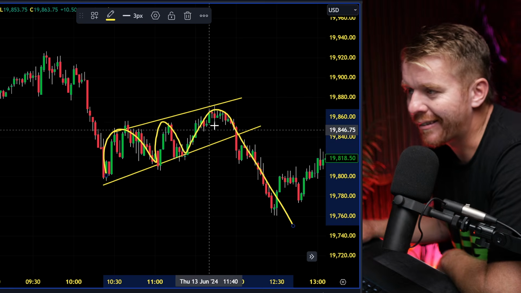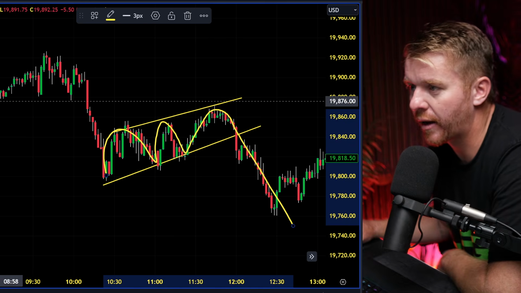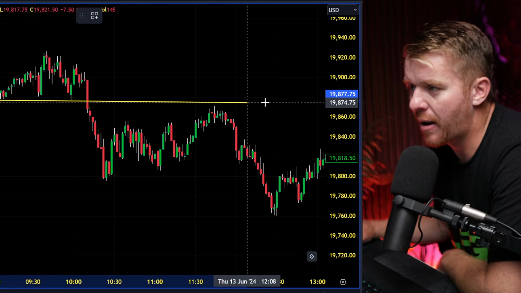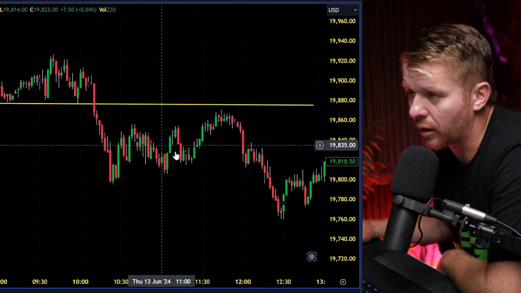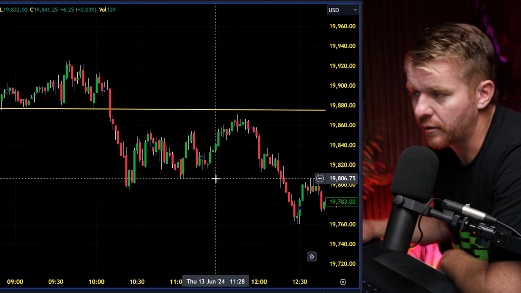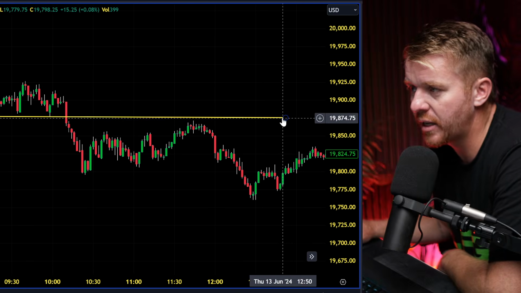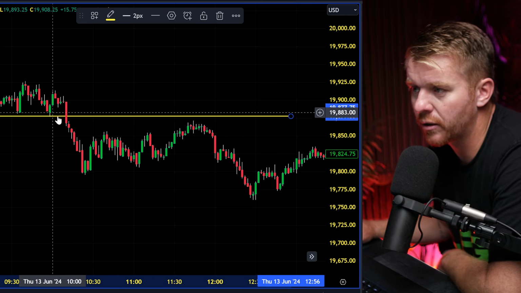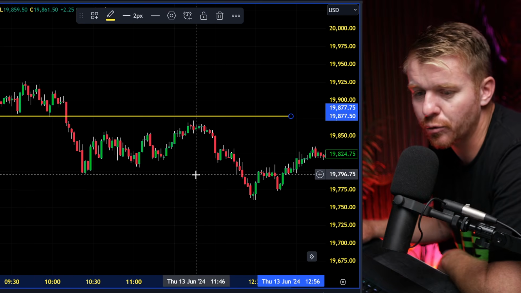But again, we're not really reversing, right? There's still a lot of resistance here. I'm not getting long on this setup. There's no reason for me to get long until we get back through this previous area of support that we broke through that's now turning into resistance.